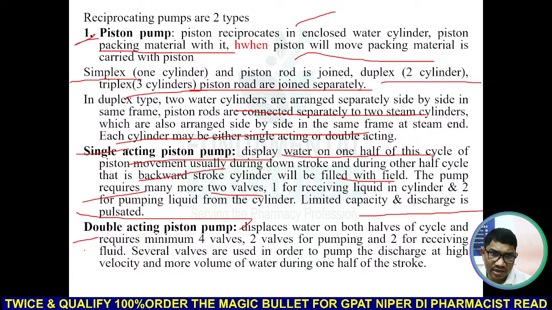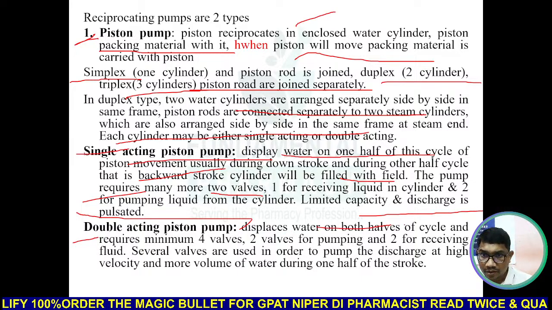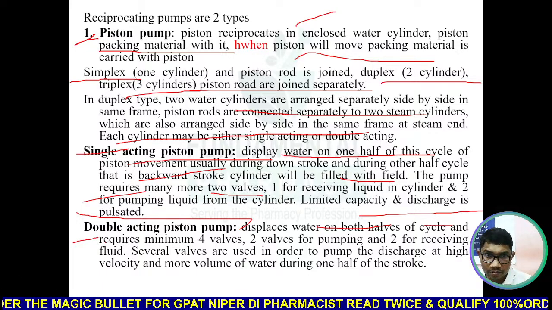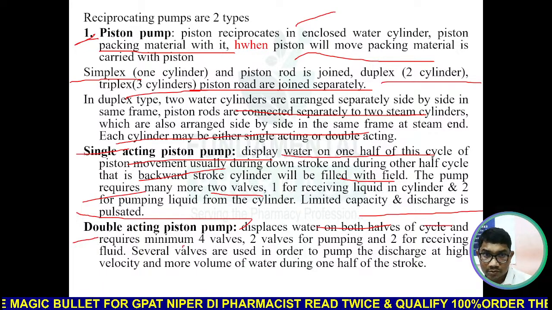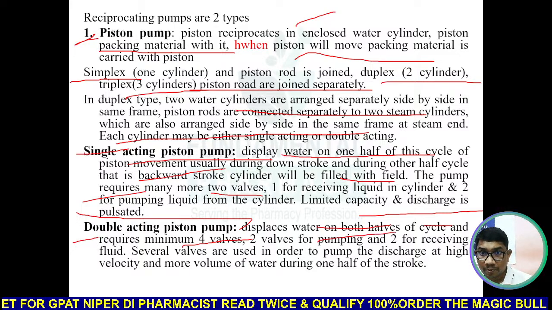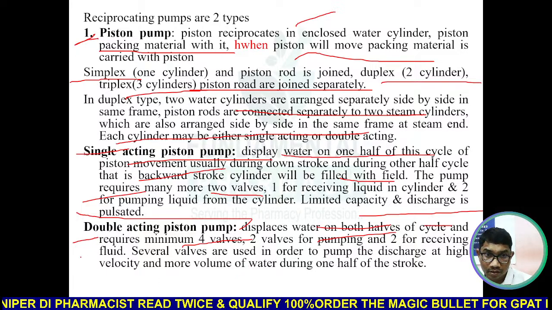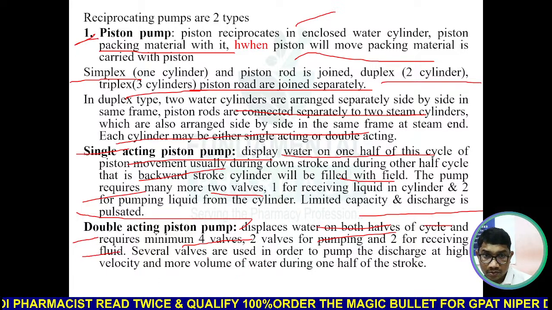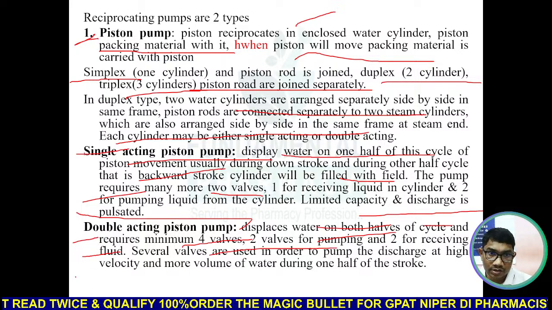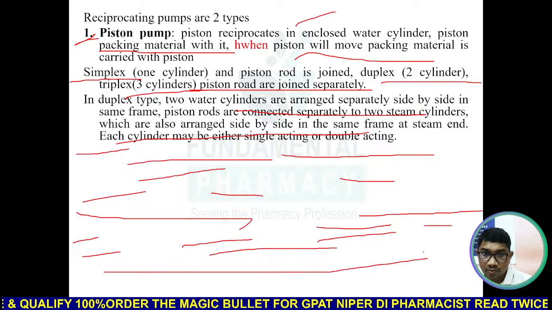Double acting pump may displace the water on both halves of the cycle and requires minimum 4 valves: 2 valves for pumping the liquid and 2 valves for receiving the liquid. Several valves are used in order to pump the discharge at a high velocity and more volume of water during the half stroke.